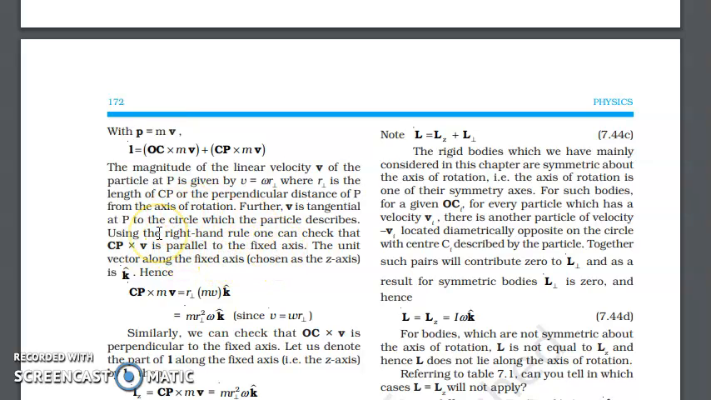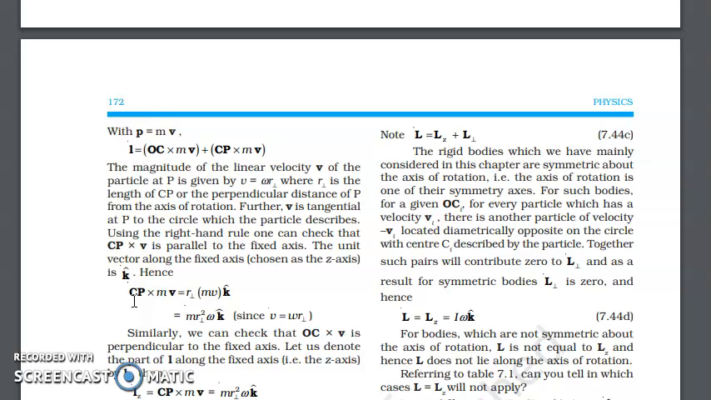and we have taken the fixed axis as z, with x and y in the plane of the paper. So the unit vector will be k cap. So how can you write the component of CP cross mv? That will be equal to r perpendicular. CP is basically the position vector, which is here the perpendicular distance from the axis.